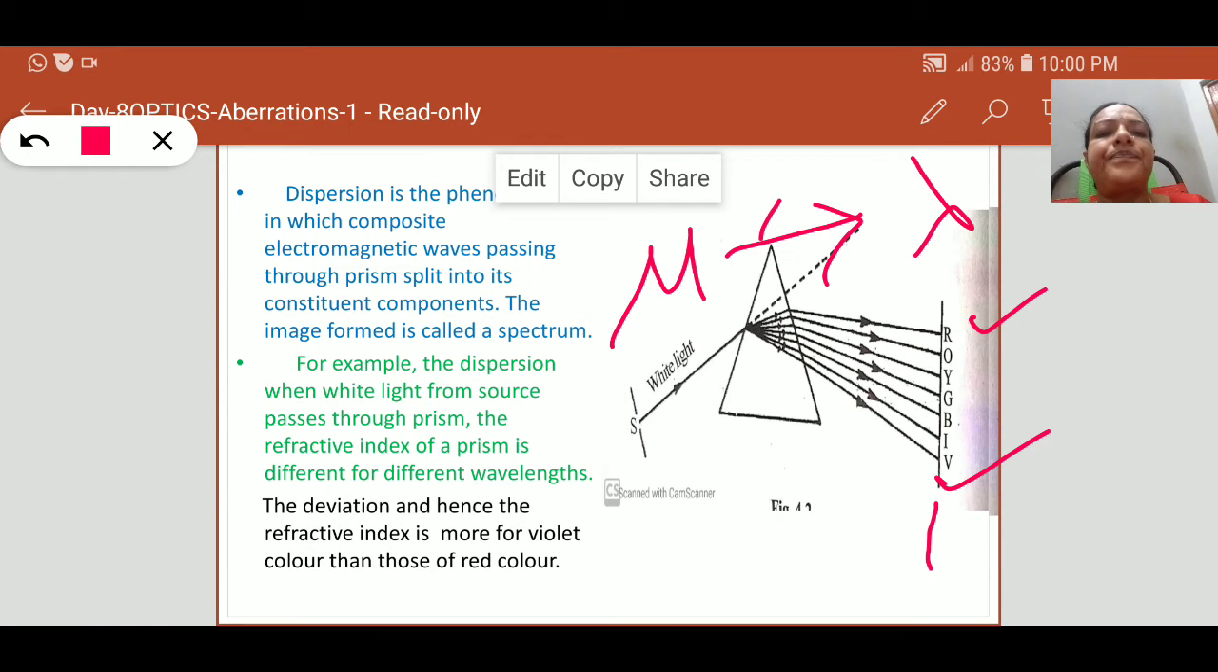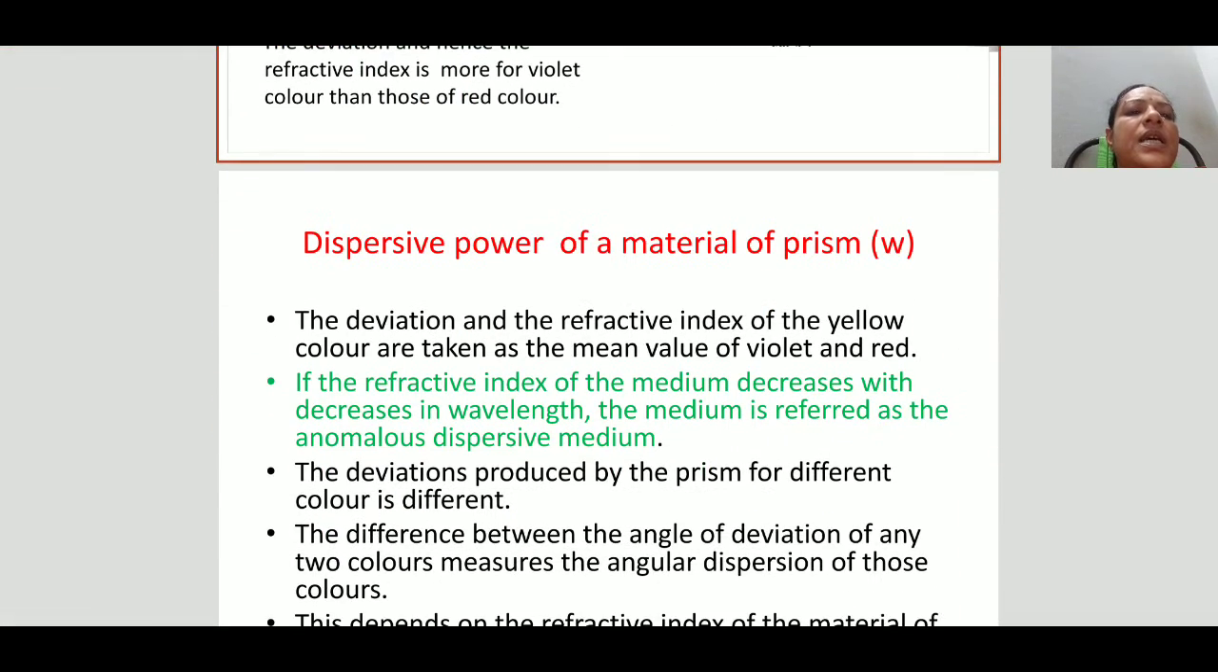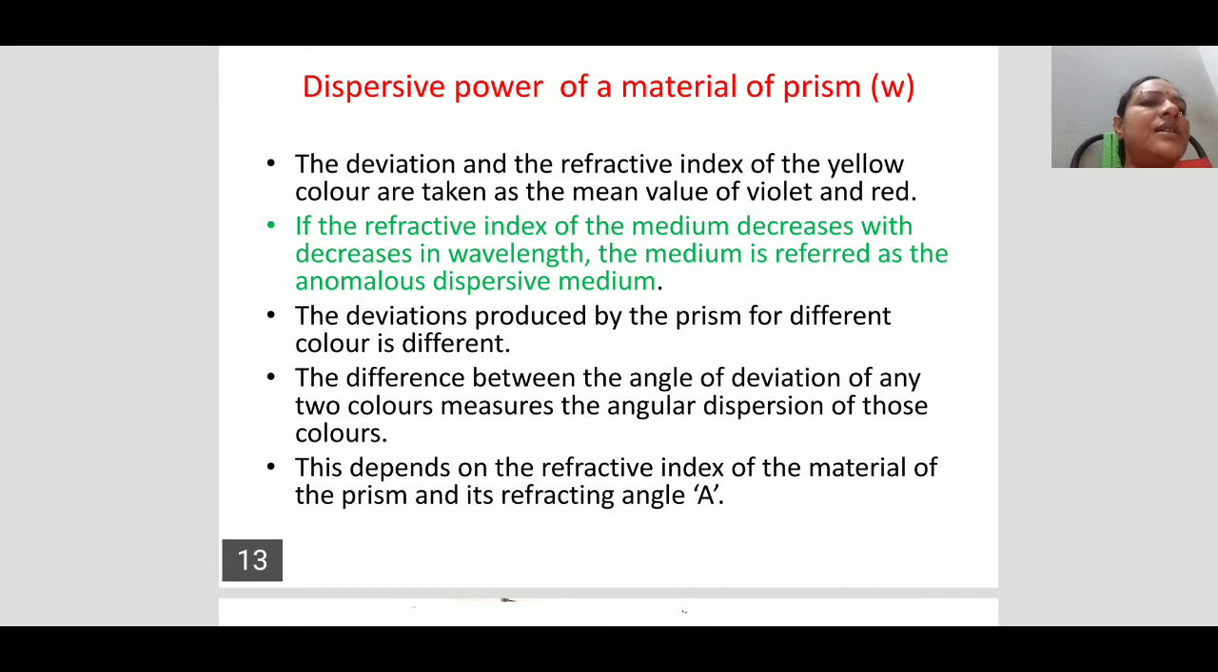Next, let us define and derive a simple equation for the dispersive power of a material of a prism. What is dispersive power? We get this spectrum, that is VIBGYOR. Out of these 7 colors, we consider the yellow color. The deviation and refractive index of the yellow color is taken as the mean value of violet and red.